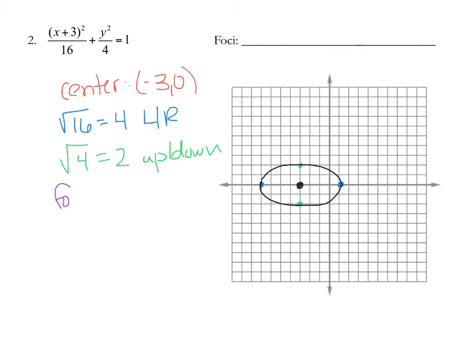And then to find the foci, c squared equals a squared minus b squared. That's c squared equals 16 minus 4. C squared equals 12.